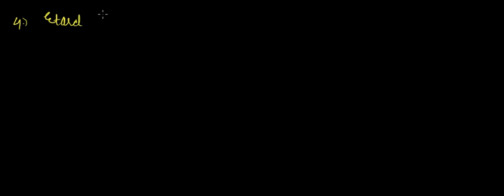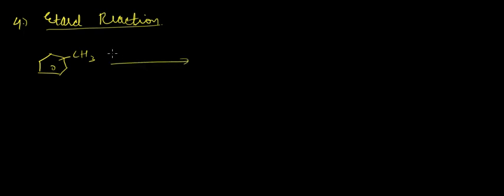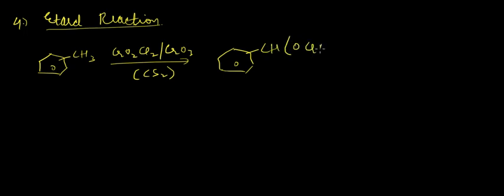So let's get started. The fourth method is the Etard reaction. Suppose we have toluene, and we are reacting it with CrO2Cl2 in the presence of polar aprotic solvent CS2. What we'll get is an intermediate, and after hydrolyzing it in acidic medium, we'll be getting benzaldehyde.